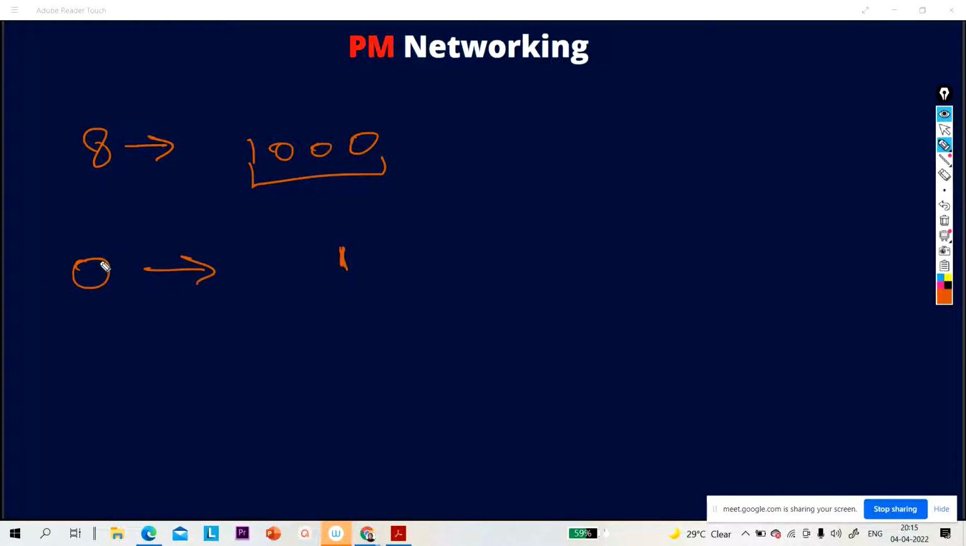And in hexadecimal, the maximum value is F. F means 15, right? What will be the binary? 1111, 4 times 1. So a number starting from 0 and ending at F needs 4 bits, right? So we need 4 bits to write one hexadecimal character.